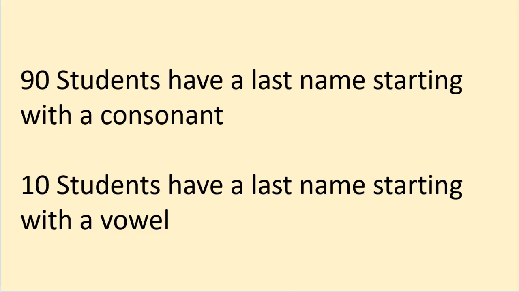So what would your individual chance be of being selected to win a prize? If your last name starts with a consonant, it would be 90 out of 100. If your last name started with a vowel, it would be 10 out of 100. Notice this is not simple random sampling because not everyone in the room would have the same chance of being selected.